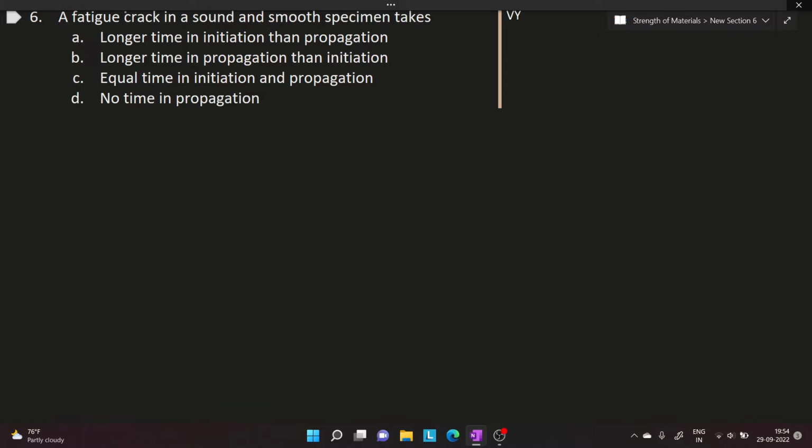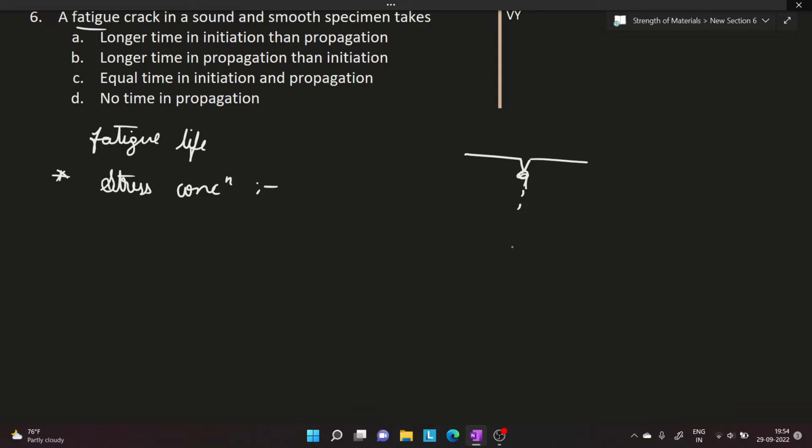Right, so before talking about this particular question, let me just list out the different factors which affect the fatigue life of the material. Right, so I'll just list it down. Please bear with me for a minute. So first one is going to be the stress concentration. Right, so this stress concentration, if there is any increase in stress concentration of a particular material, let's say if I have a material here and I have a notch here, so we are going to have stress concentration here, the crack is going to form here.